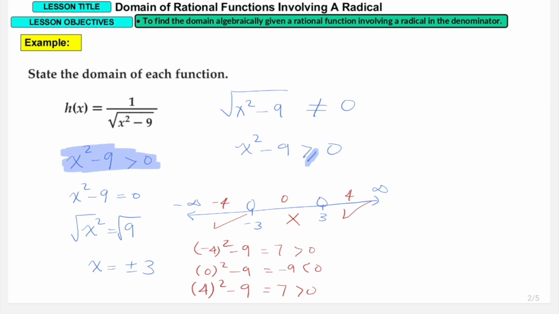So my domain in this case is the first interval from negative infinity to negative 3, with open brackets, because there is no equal here, it cannot be equal to 0. If I consider the negative 3 and put a close bracket, this means that the inequality can be 0, and therefore the denominator will be 0, and this is not considered here. And the other interval from 3 till positive infinity, and this is my domain.